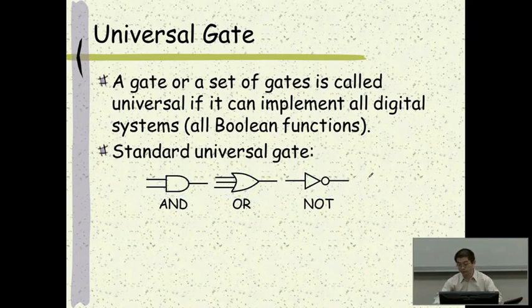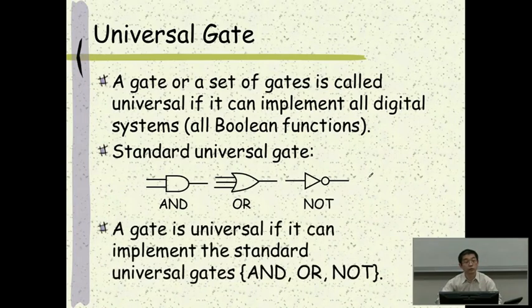And now things become easier. So for us to prove any logical gate is universal, we only need to show that this gate can be used to implement the standard universal gates, which is logical AND, logical OR, and the inverter.